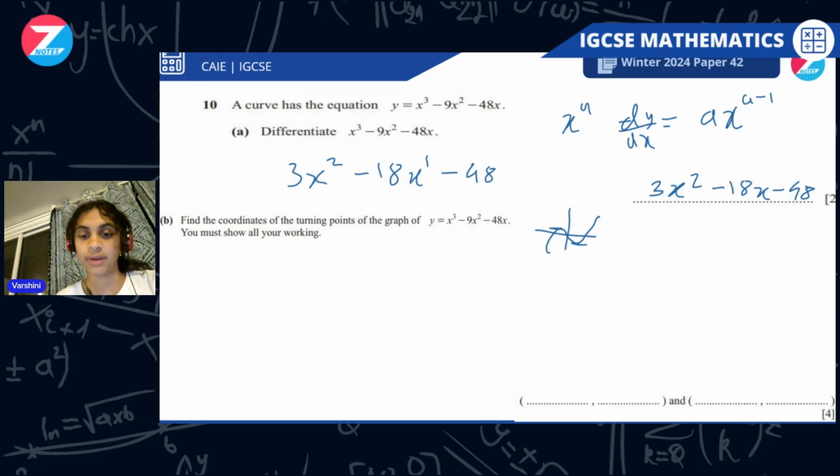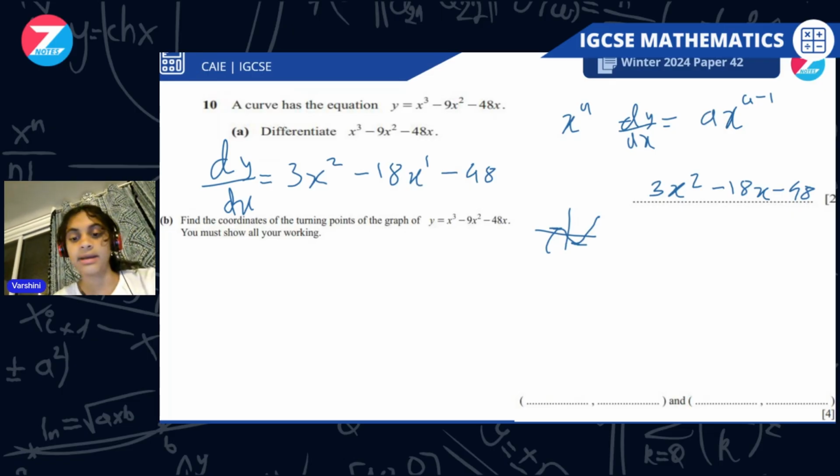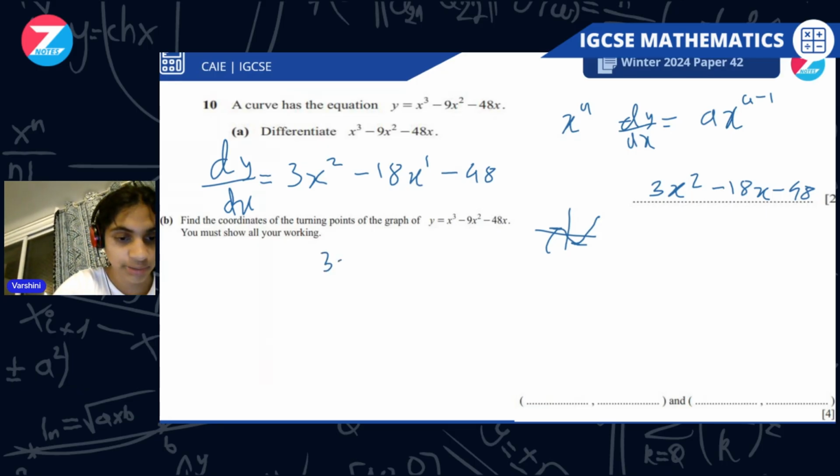So we can equate our dy by dx. Let me just write this over here. Don't forget to include the symbols. And we know this is going to be equal to 0. So to find the turning points, all we have to do is equate this quadratic to 0: 3x squared minus 18x minus 48 equals 0.